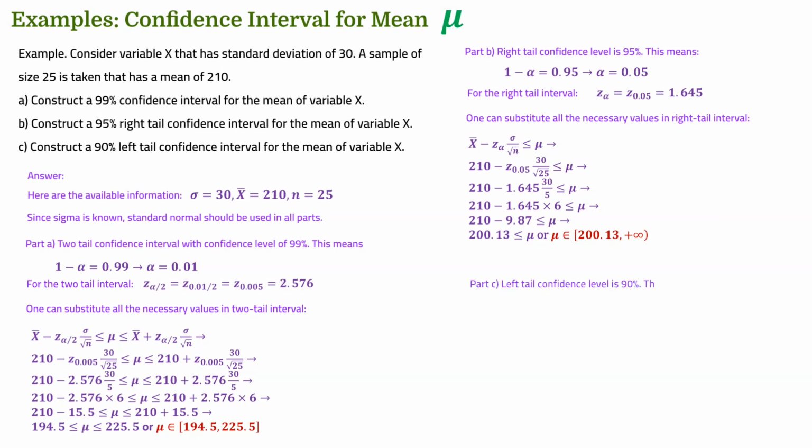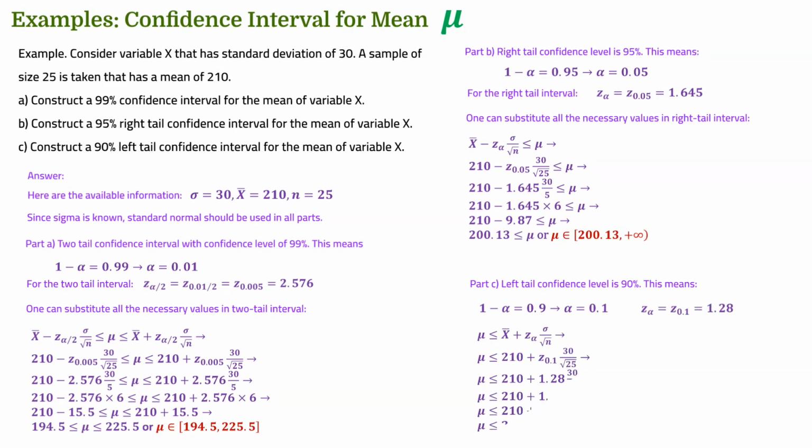For part C, left tail confidence level is 90%. This means 1 minus alpha is 0.9. That means alpha is 0.1. And z alpha is z of 0.1, which is 1.28. The left tail confidence interval, first line shows x bar plus z alpha sigma over square root of n. If we substitute all these values that we know inside this formula, mu belongs to the interval of minus infinity to the upper bound 217.68.